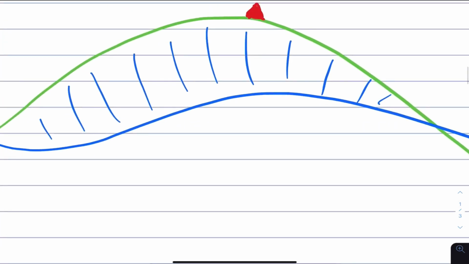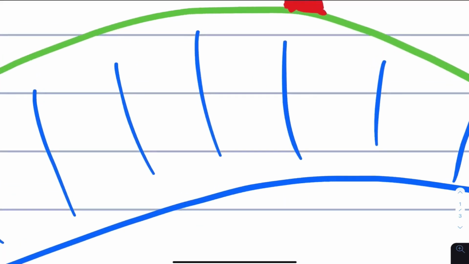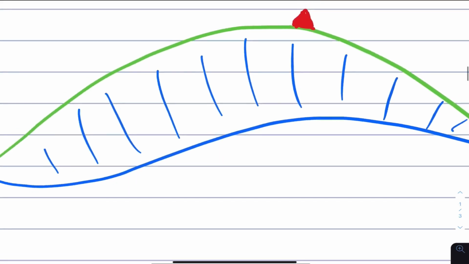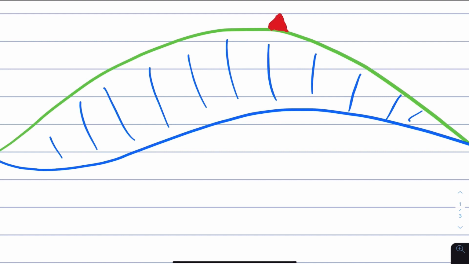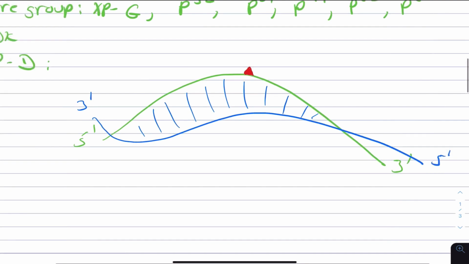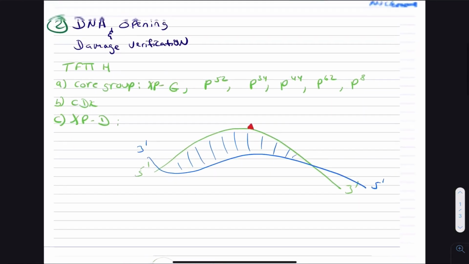And remember, in between them, I made these blue lines that go across, where the bases are connected to one another by hydrogen bonds. These bonds need to be broken in order for the excision to take place. So this is what we're talking about over here.